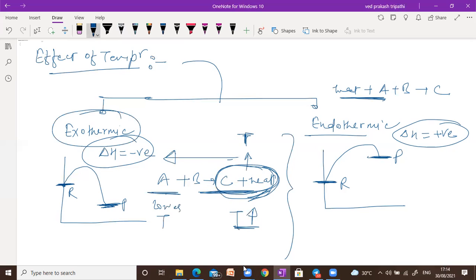And for endothermic, if you raise the temperature, what will happen? Here we have heat on the reactant side. It means the product has lower heat, so the reaction will move to the product side. So this is forward. Now you can memorize it in a very easy way. For exothermic, on increasing temperature, the reaction will move backward, while for endothermic, on increasing temperature, the reaction will move forward. Any doubt?